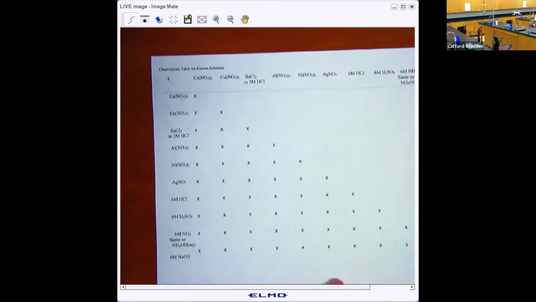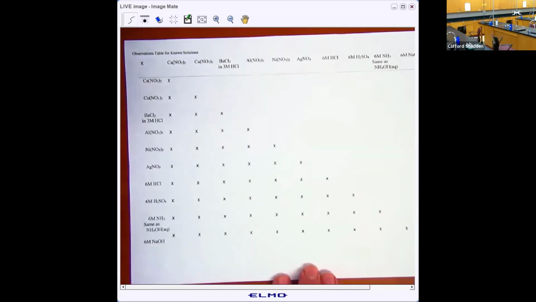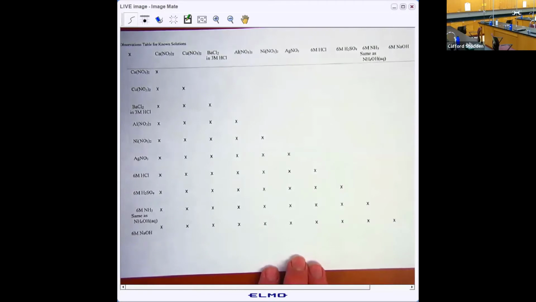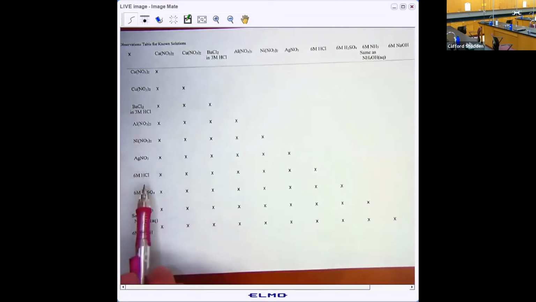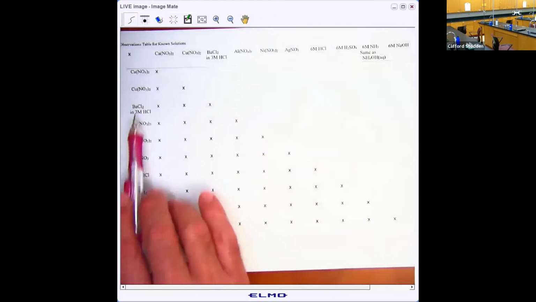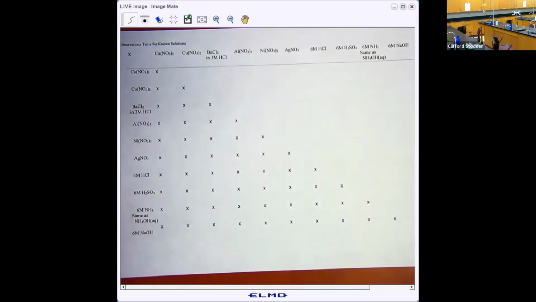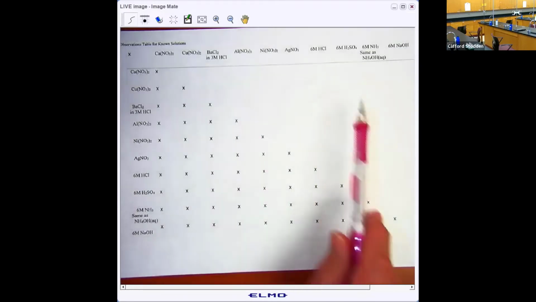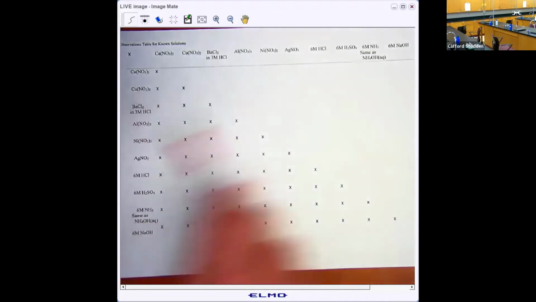This is a grid. It has the knowns filled in for you. So it's just like the one in your lab manual, except there's not blanks across the side and the top. There's these solutions. So these are the set of possible knowns that you're going to be working with the following week when you start mixing your different dropper bottles that are just numbered 1 through 10. All of those will be one of these knowns right here.